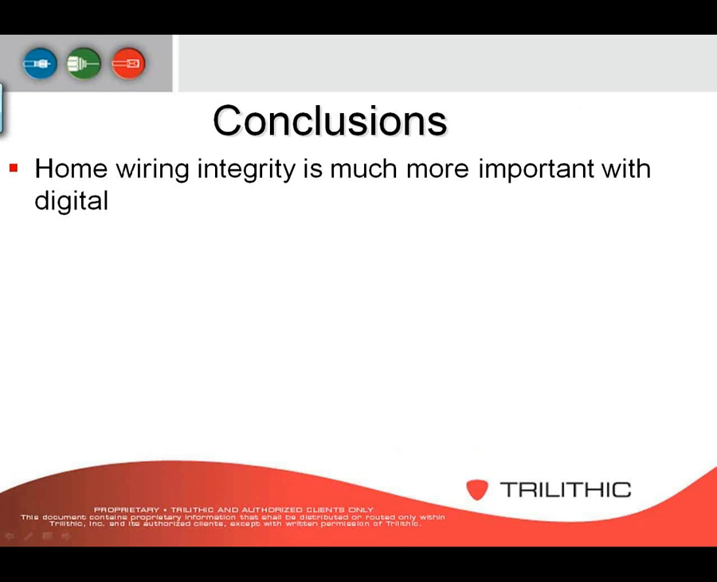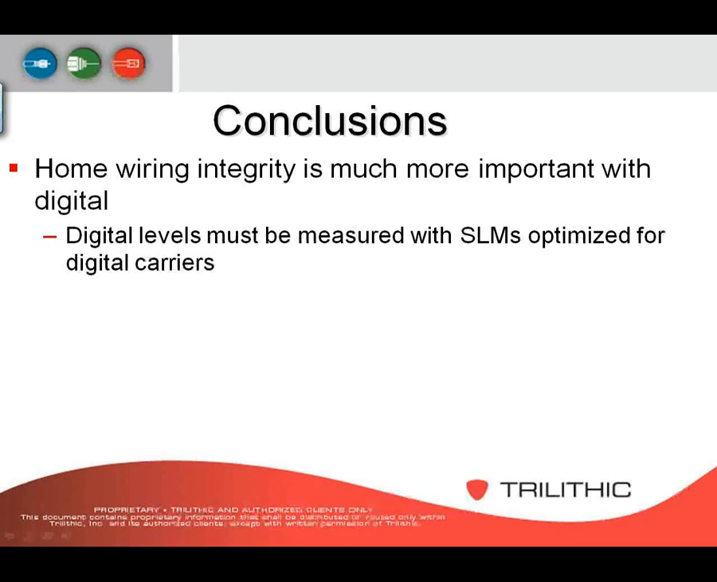So as a conclusion, home wiring integrity is much more important with digital because of the problems we talked about. Digital levels must be measured with signal level meters optimized for digital carriers, because remember, you're looking at total digital power. Unlike analog channels, that's looking at the peak of the individual carrier or the individual 300 kilohertz measurement. So it's totally different. You're looking at total digital power or energy across that 6 megahertz bandwidth.